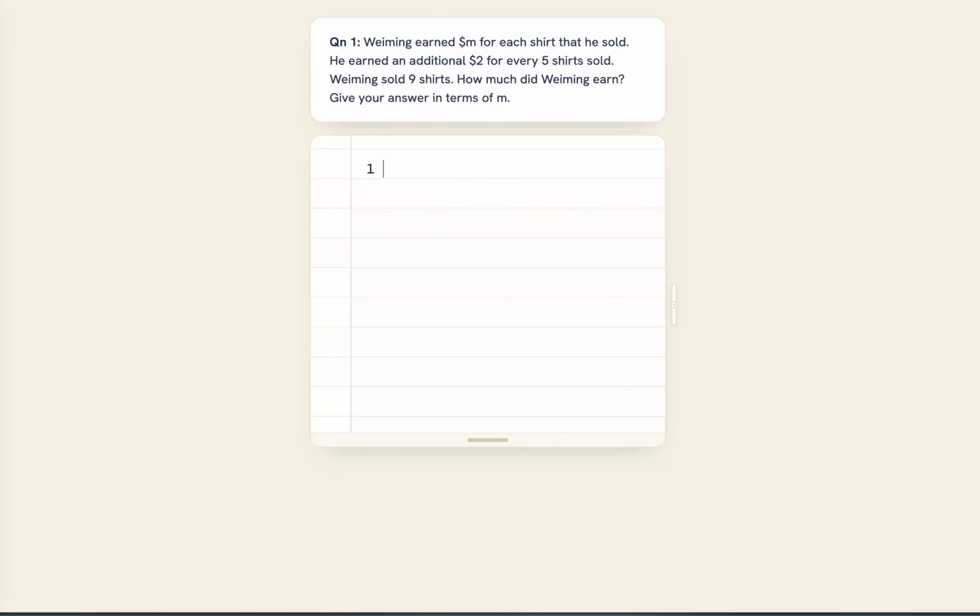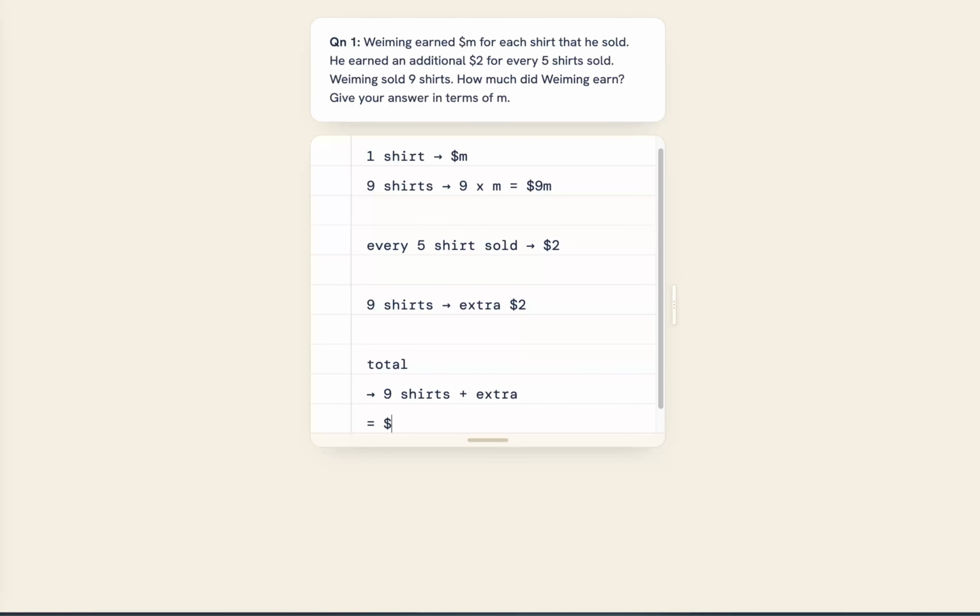So in this case, 1 shirt is equal to $M. Then he sold 9 shirts. In this case, it's 9 times M, which equals $9M. Then he earned $2 for every 5 shirts, so every 5 shirts sold will be $2. So 9 shirts is essentially 5 shirts sold, or an extra $2. So the total will be 9 shirts plus extra, which is $9M plus $2. And there you go. So you put the brackets and that's the answer.